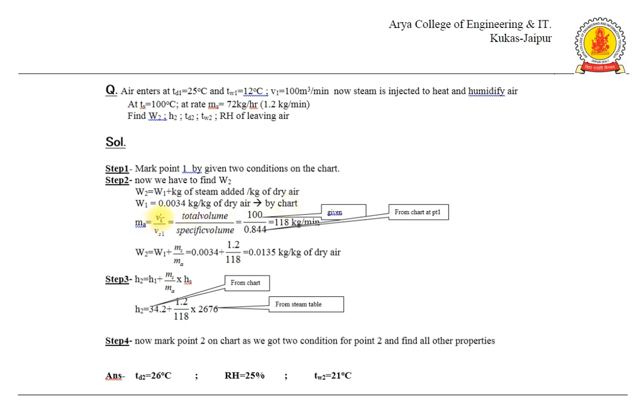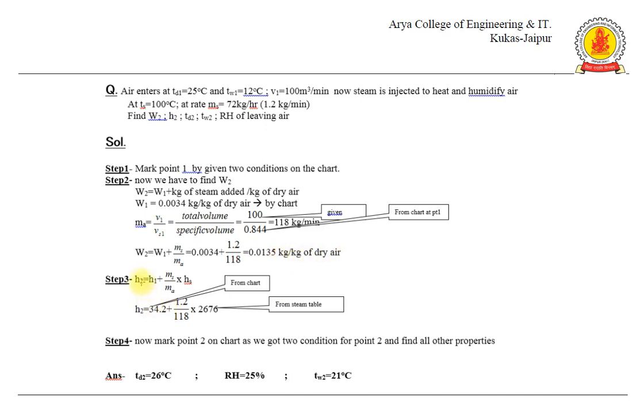Mass will be equal to total volume upon specific volume. Volume of 1 unit. Total volume is given as 100. Specific volume, this we will get from the chart. So we can find out mass as 118 kilogram per minute. W2 will be W1 plus MS upon MA. This we will calculate as 0.0135 kilogram per kilogram of dry air.